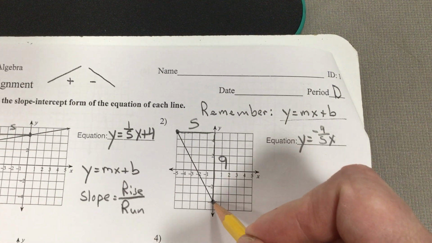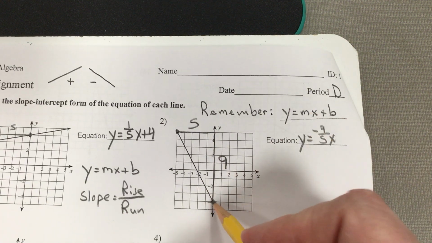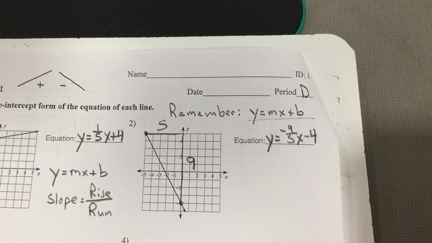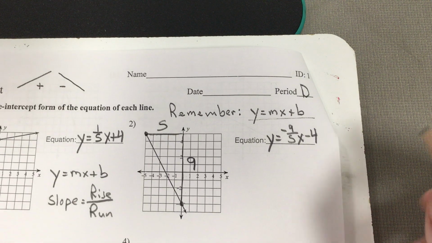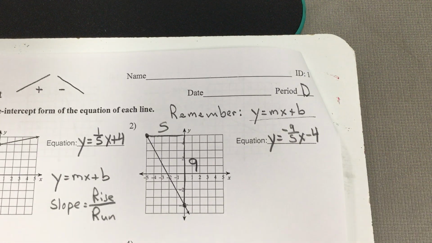And where does it cross the y-intercept? It's right down here. So it's 2, 3. It's kind of hard to see right there because I put a dot over it, but that's a negative 4, so I have to make sure I put the minus 4. So my equation is y equals negative 9/5 x minus 4.